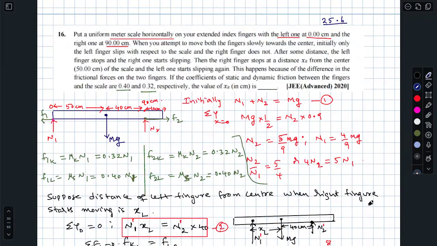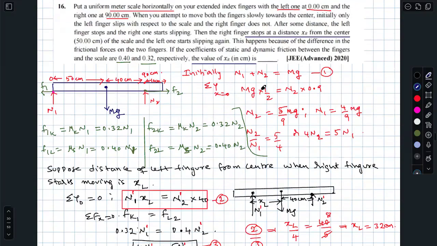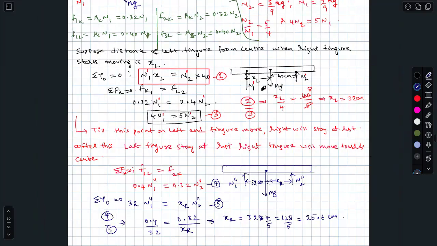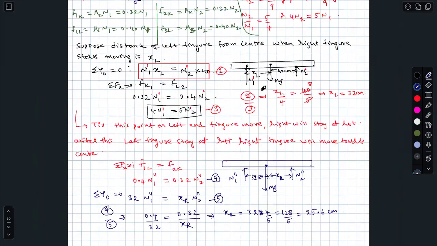అక్కడ అసలు ఏమడిగారు? What is that you need to find? Then the right finger stops at a distance XR from the center. The value of XR in centimeters is. So we have finally done this question. Clear? Sure? Right.